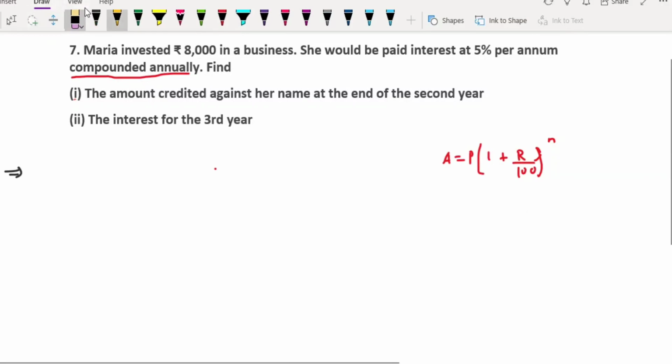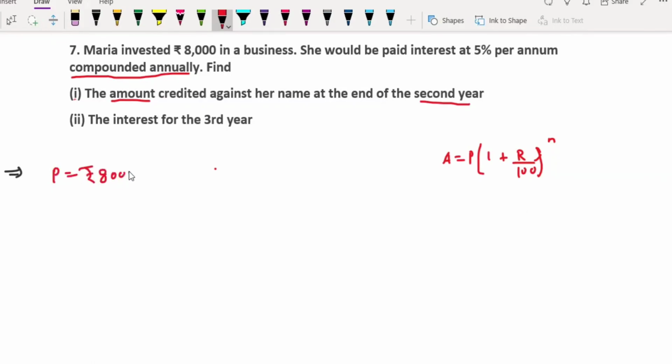In the first part, they are just asking you to find the amount credited at the end of the second year. So let us write down the data. This 8,000 is your principal. So principal is rupees 8,000, and the rate of interest is 5%. And your time, that is n, is equal to 2 years, because they're asking for the amount at the end of the second year. So we need to take the n value as 2.